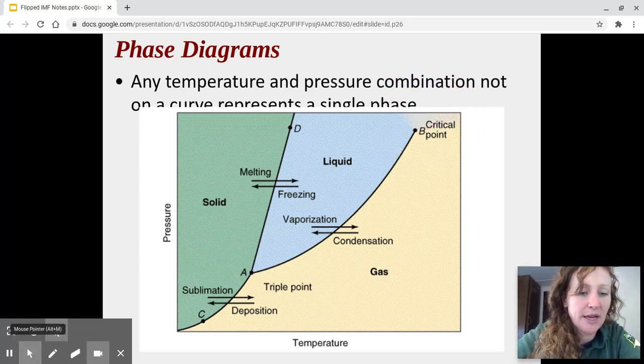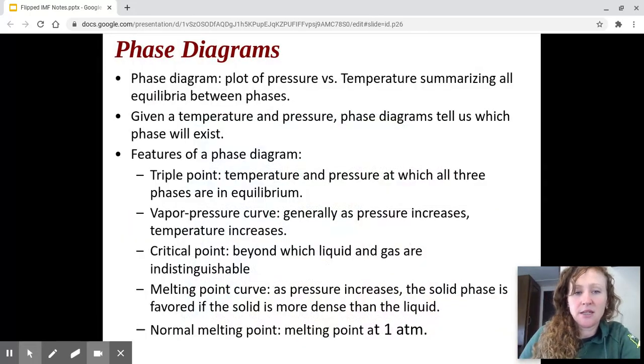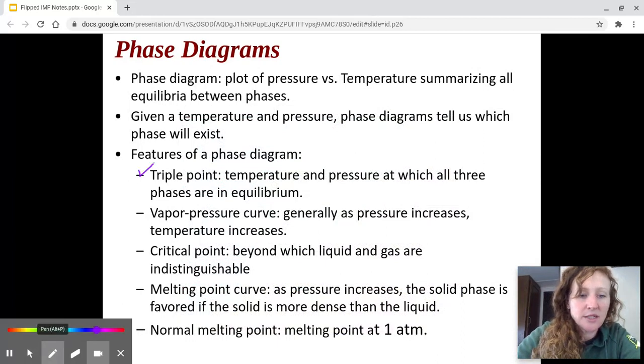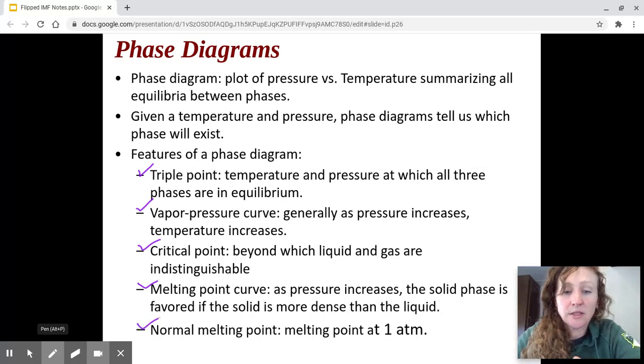Okay, let's go back and see if we missed any of these. All right, so we talked about the triple point. We talked about the vapor pressure curve, the critical point, the melting point. Okay, normal melting point.